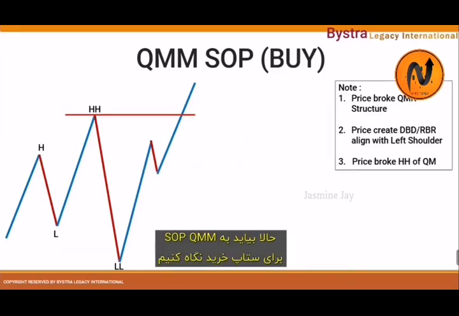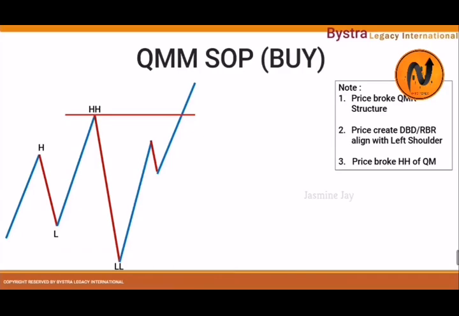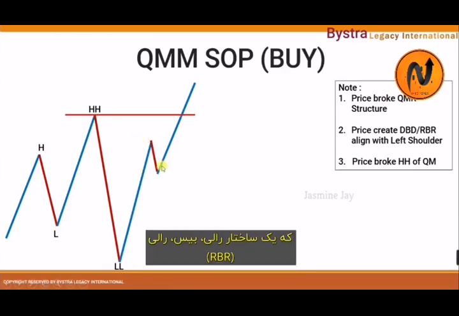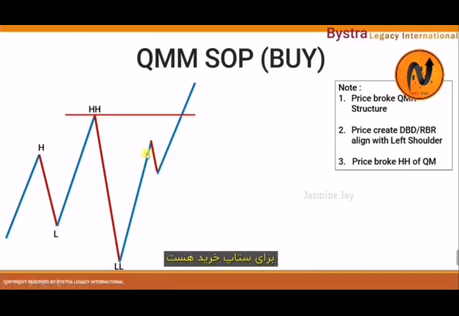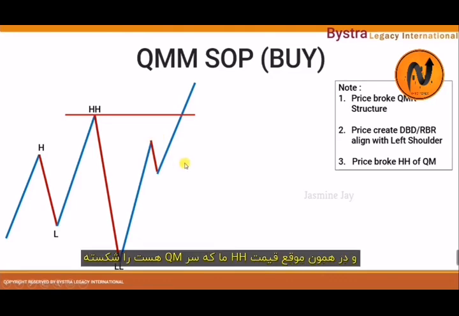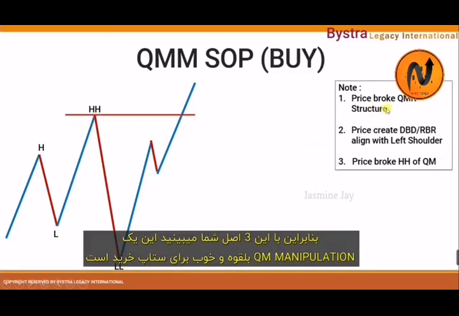Now let's look at the QM manipulation SOP for a buy setup. The same goes for the structure: high, low, higher high, lower low. Now price has broken the QMR structure and has created an entry point for us, which is the rally base rally for a buy setup. At the same time, price has broken the higher high of the QM head. Therefore, with these three, we can see that this is a potential QM manipulation for a buy setup.